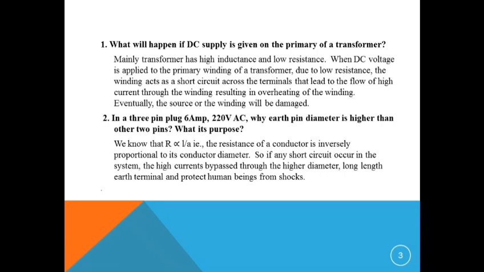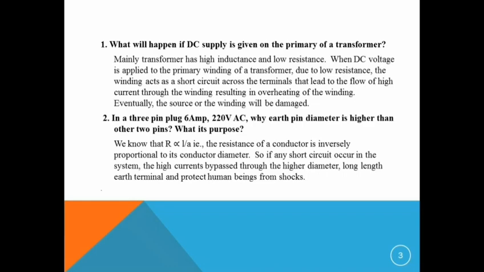Second question: in a 3-pin plug, 6 ampere 220 volt AC, why is the earth pin diameter higher than the other 2 pins? What is its purpose? We know that resistance R is proportional to L by A, where L is the length of the conductor and A is the area of cross section. That is, the resistance of a conductor is inversely proportional to its conductor diameter. This is because we know that the area of a conductor A is equal to pi d square by 4.